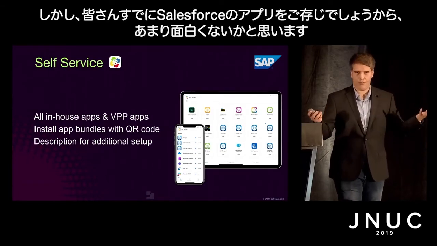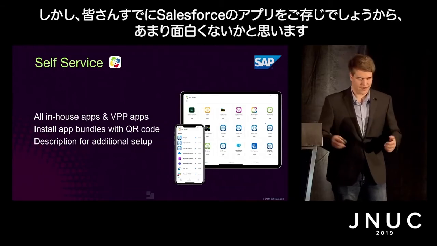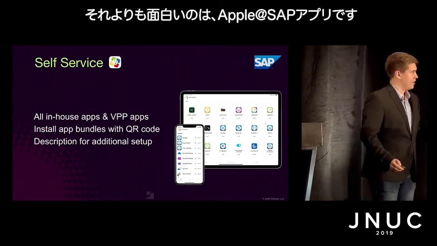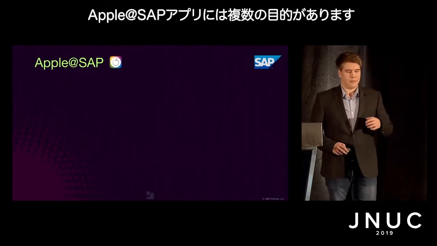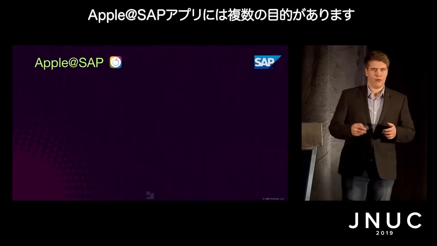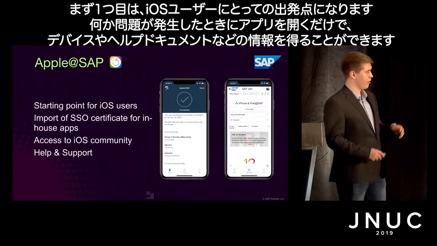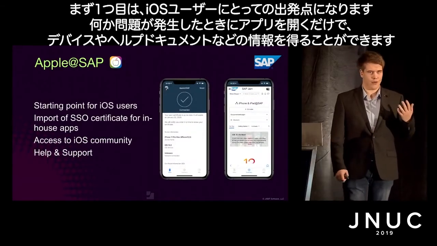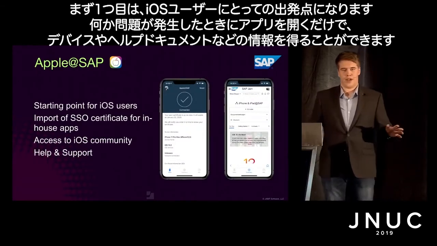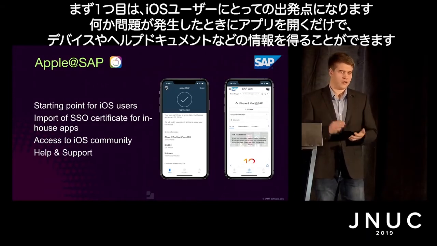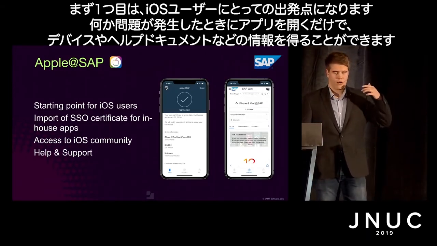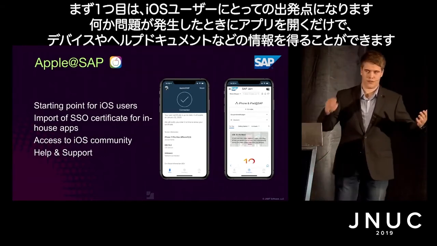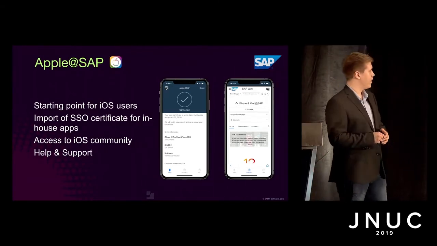But you probably all know the self-service app, so it's not that exciting. More exciting is the Applet SAP app. You saw it in the video already. It serves actually multiple purposes. So the first one is a starting point for iOS users. So whenever they have an issue or something, they can just open the app and get information about either their device or help documents or something else.